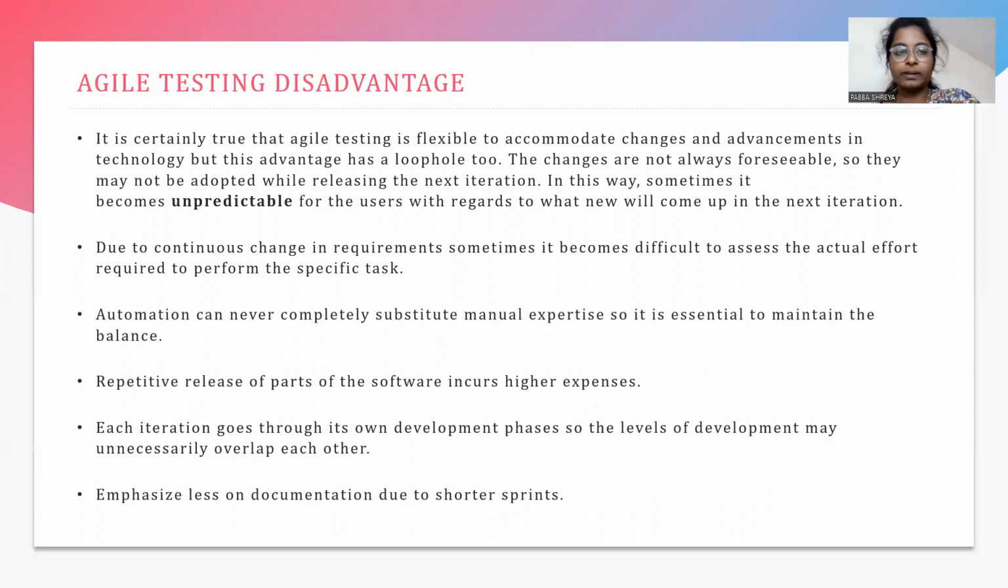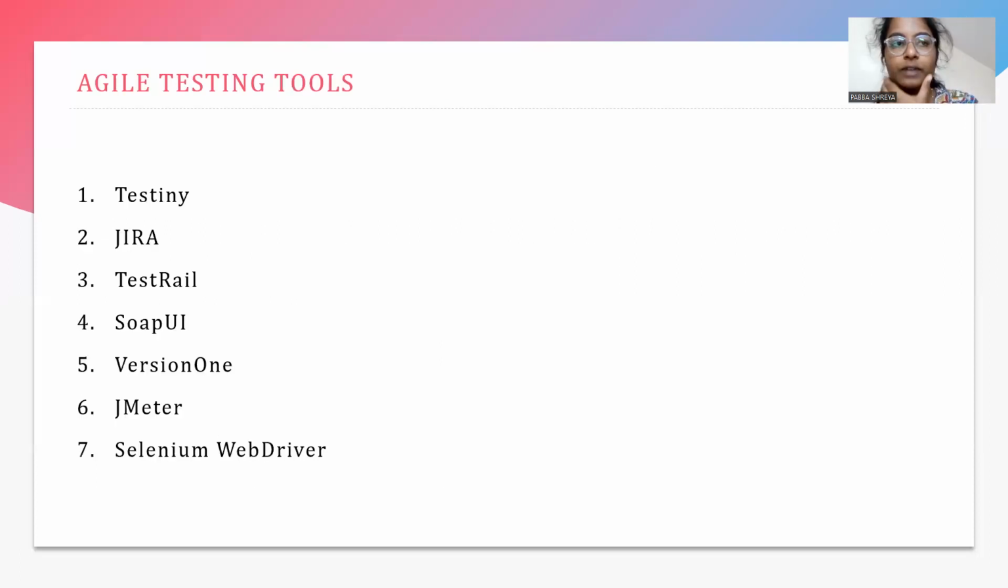And next, automation can never completely substitute manual expertise. So it is essential to maintain the balance. Repetitive release of parts of the software incurs higher expenses. So each iteration goes through its own development phase, so the levels of development may unnecessarily overlap with each other. Next, it emphasizes less on documentation due to shorter sprints. So these are all the disadvantages of agile testing.